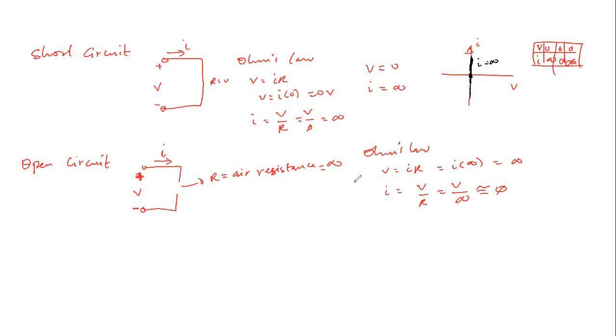Then, to plot the IV characteristic, we can place a chart here. This is V, this is I. So for all values of V being infinite, I is zero. Okay, I is zero. So once we plot this again, this is I, this is V. Then you see that I is zero for all values, and then the parameter extends on the V axis to infinity.